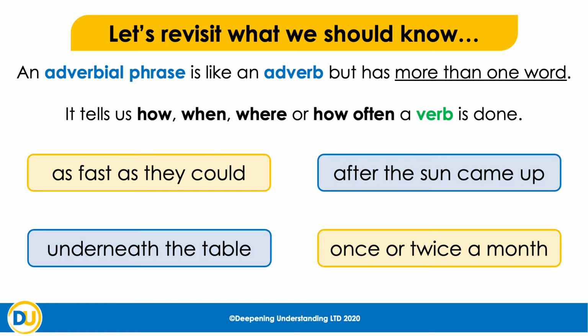As fast as they could, after the sun came up, underneath the table, once or twice a month. So we've got how, as fast as they could, where, underneath the table, how often, once or twice a month, and after the sun came up is when. Brilliant.